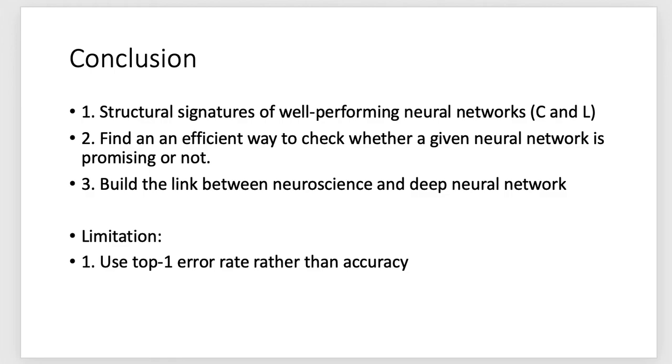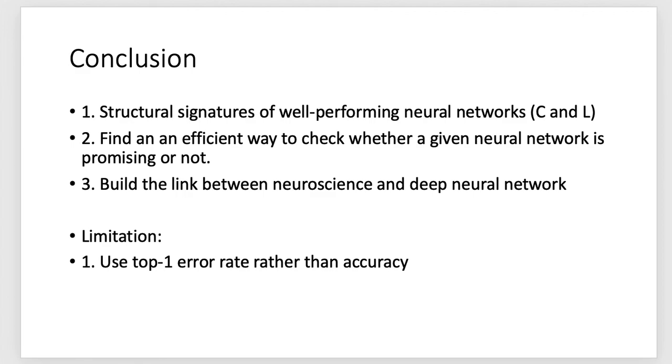In conclusion, the structure signature of well-performing neural networks always falls into some range, and I think this is a good thing to say. They make some progress in investigating how structure affects the performance of neural networks. By structure, they use the average path length and the clustering coefficient as metrics. They also find an efficient way to check whether a given neural network is promising or not by simply checking the clustering coefficient and the average path length.